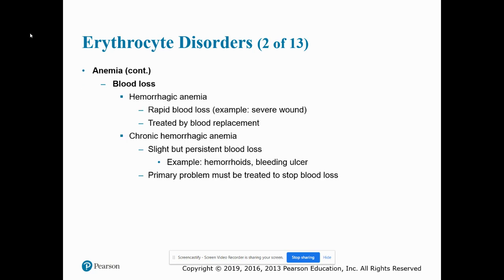So with blood loss, this is hemorrhagic anemia, and rapid blood loss would cause hemorrhagic anemia. An example of this would be a severe wound, and this would just be treated by blood replacement. And then there's also chronic hemorrhagic anemia, and this is caused by a slight but persistent blood loss. An example of this would be a bleeding ulcer or a hemorrhoid. And then in order to treat this, you need to solve the primary problem to stop the blood loss.